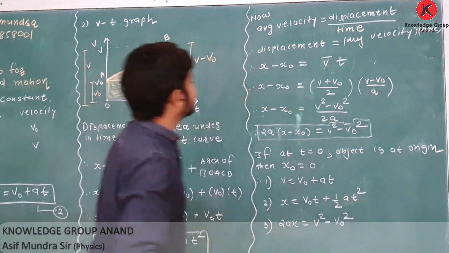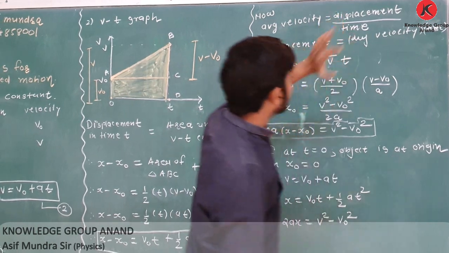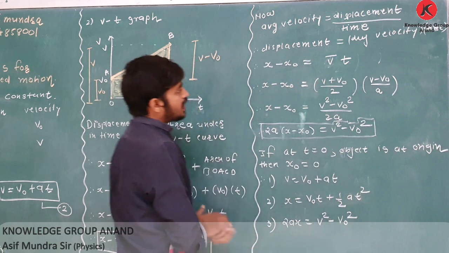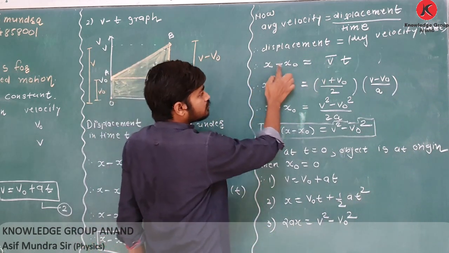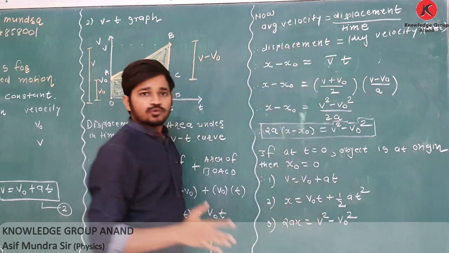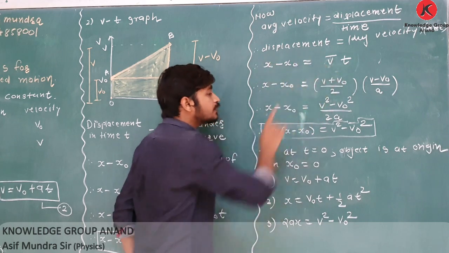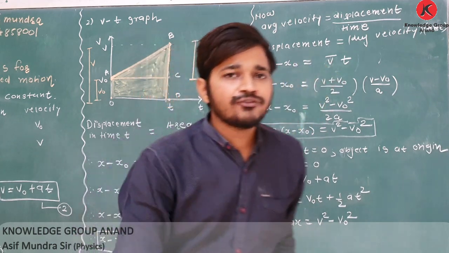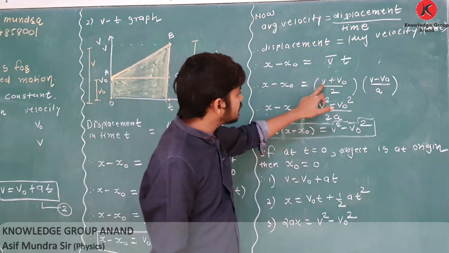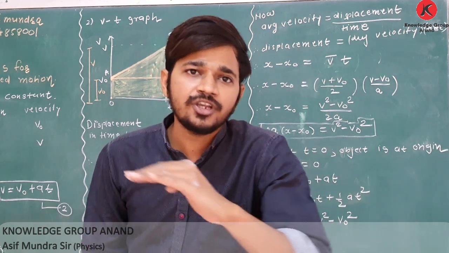Now, third equation. See, we know the definition of average velocity. Average velocity is equal to displacement upon time. So displacement is equal to average velocity into time. Displacement, we know, is final position minus initial position, is equal to average velocity v bar and time t. Now x minus x0 is as it is average velocity. For uniformly accelerated motion you can also find average velocity as v plus v0 by 2, initial velocity plus final velocity divided by 2.